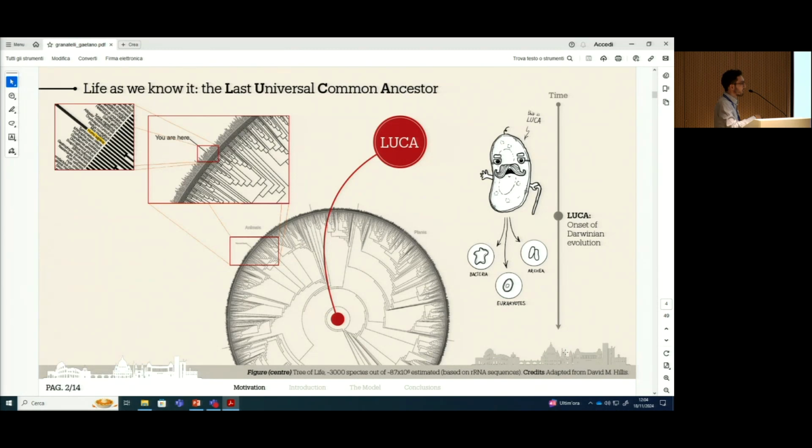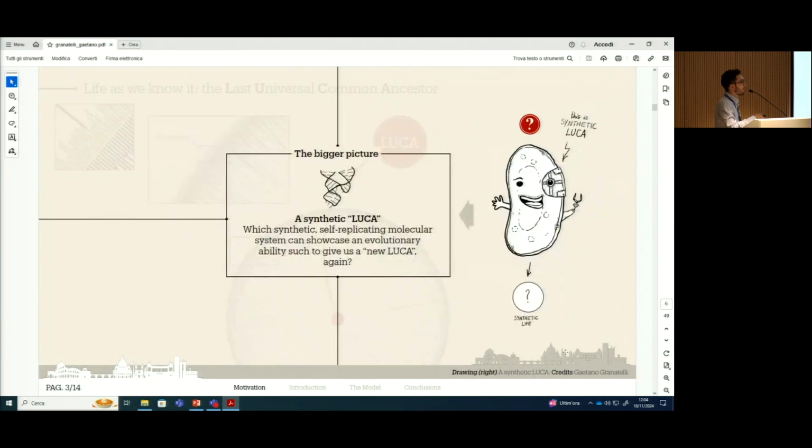But how did we get to LUCA? The Origins of Life community believes that at the culmination of a so-called molecular Darwinian evolution process, a molecule or a set of molecules with self-replicating abilities evolved to become LUCA. And now an interesting question we could start asking ourselves is, what do we need for a synthetic LUCA? That means, what kind of synthetic self-replicating molecular system could showcase an evolutionary ability such as to give us a new LUCA? And now, with this bigger picture in our mind, my talk can start.